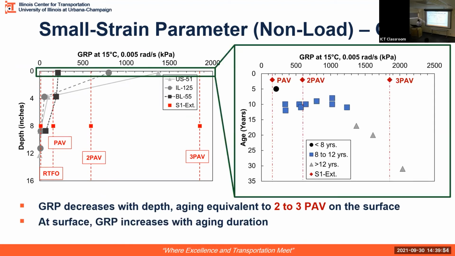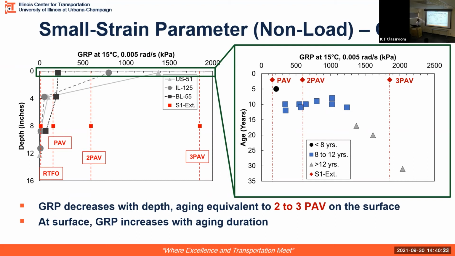And when we put all those field cores from the surface in terms of aging duration, we see that most of our binders are from around 10 years of life. That was used as a benchmark for long term. So most of the field cores were collected in this range. And there is some sort of trend which shows that with aging, your GRP parameter increases.